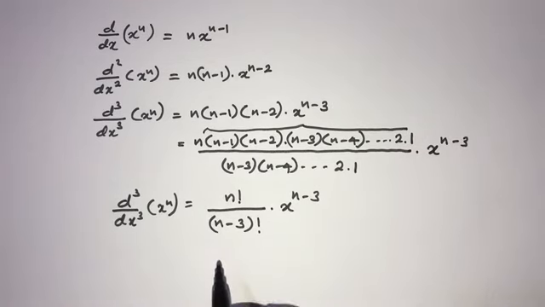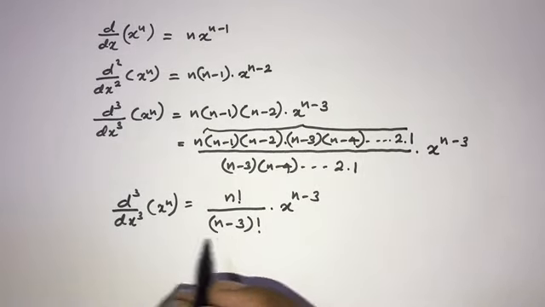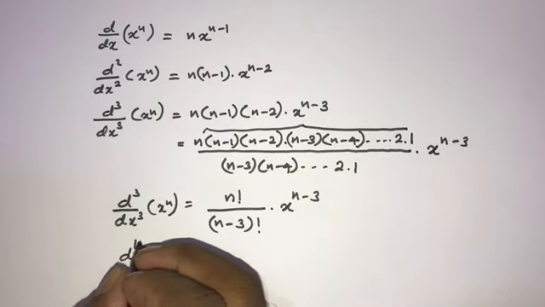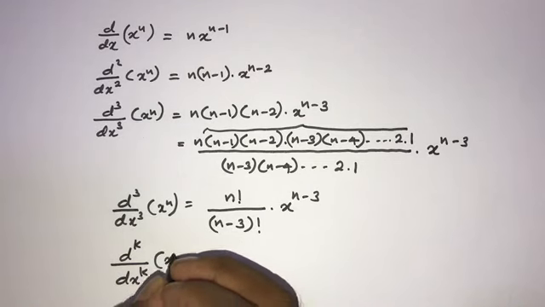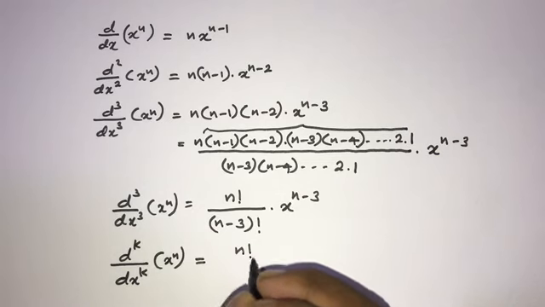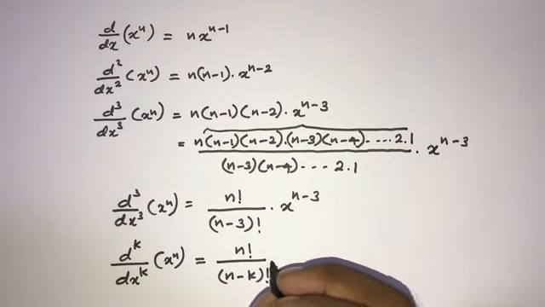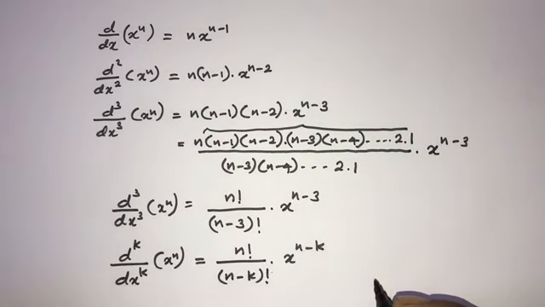Now we need to find the kth derivative. So replace 3 with k, and we can write d^k over dx^k of x to the n power. This is equal to n factorial over (n minus k) factorial times x to the n minus k power.